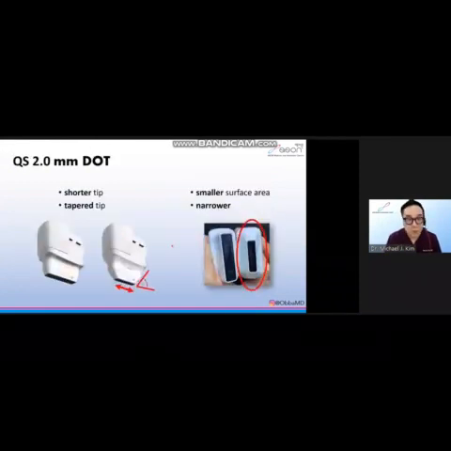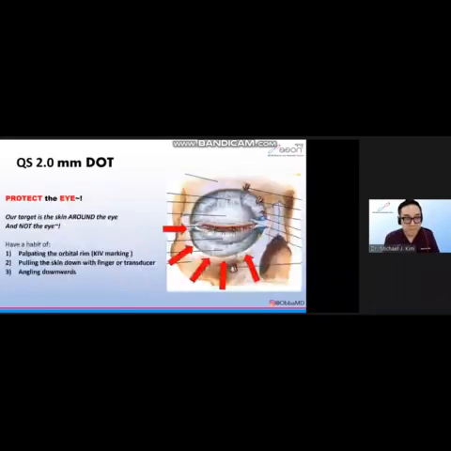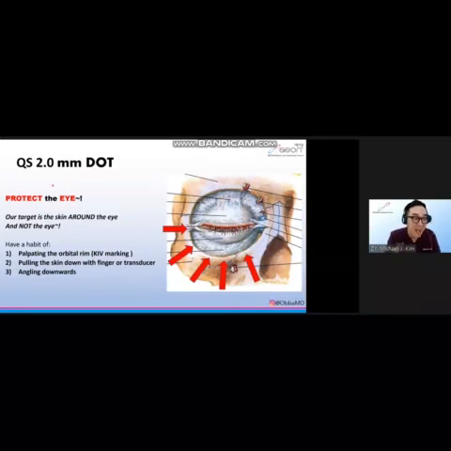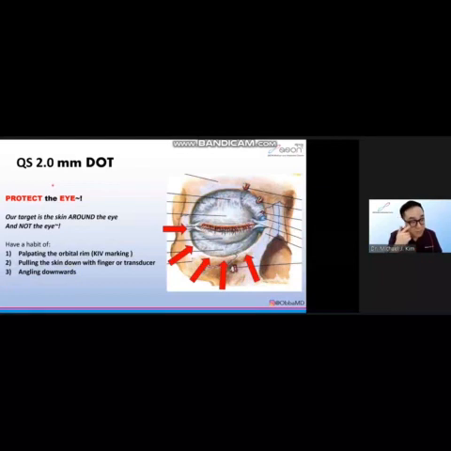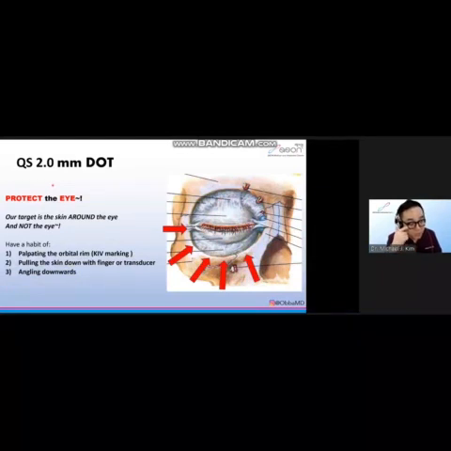This is the 2.0 mm dot QS transducer, and you can see that the size and shape is more suitable for treating tighter areas like the perioral and the periorbital areas. So when using the QS 2 mm cartridge, it's very important to protect the eye. Our target is the skin around the eye and not the eye. So you always have to have a habit of palpating and feeling for the orbital rim. And if you need to, you can mark it out.